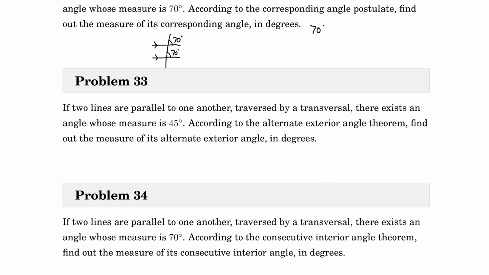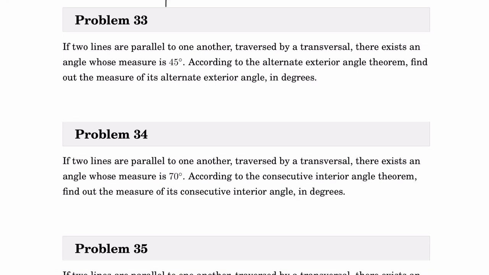Okay, so we move on to 33. If two lines are parallel to one another, traversed by a transversal, there exists an angle whose measure is 45 degrees. You know that 45 degrees creates a special right triangle, but we're not going to use that. I would say we're using the alternate exterior angle theorem. We call it the AEA theorem. I haven't seen any teacher actually abbreviating this as the AEA theorem, but I usually abbreviate it as the AEA theorem. Find out the measure of its alternate exterior angle in degrees.